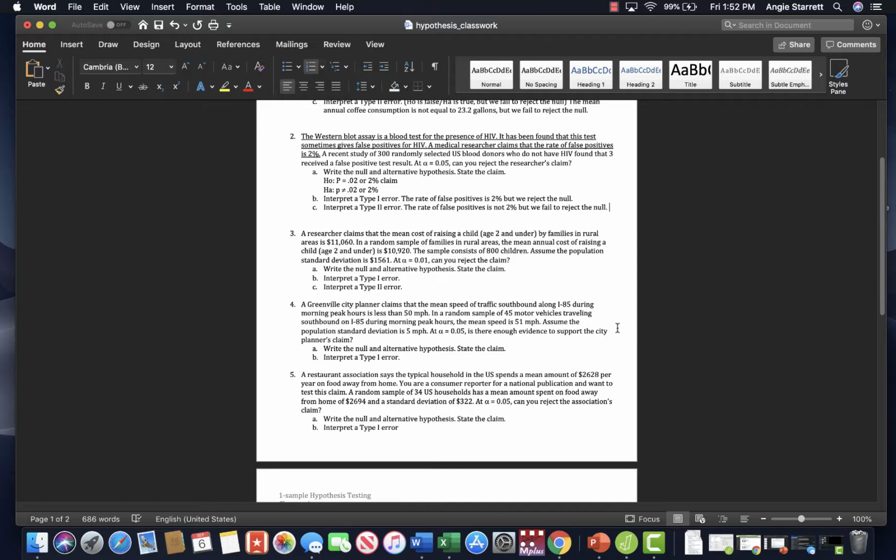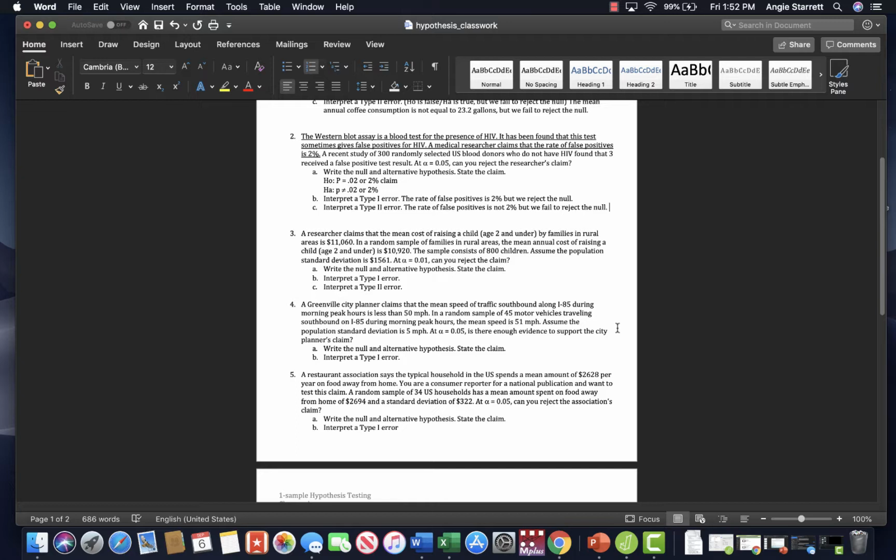A researcher claims that the mean cost of raising a child age 2 and under by families in rural areas is $11,060. In a random sample of families in rural areas, the mean annual cost of raising a child age 2 and under is $10,920. The sample consists of 800 children. Assume the population standard deviation is 1561. All right, at alpha equals 0.01, can you reject the claim?